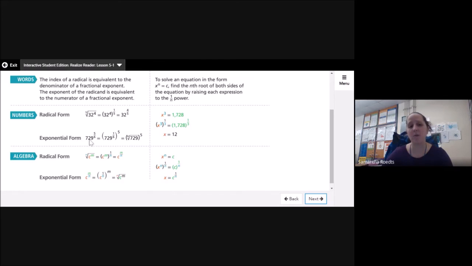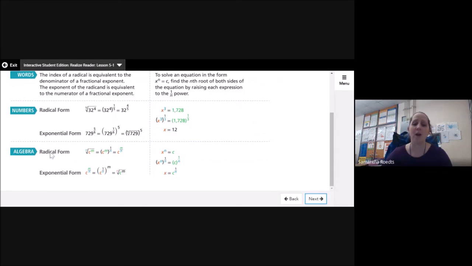In exponential form, 729 to the 5/6 power equals 729 to the 1/6 to the 5th, or the 6th root of 729 raised to the 5th power. So in algebra, radical form is the nth root of c to the m equals c to the m to the 1/nth equals c to the m/nth. In exponential form, c to the m/nth equals c to the 1/nth to the m equals the nth root of c to the m.